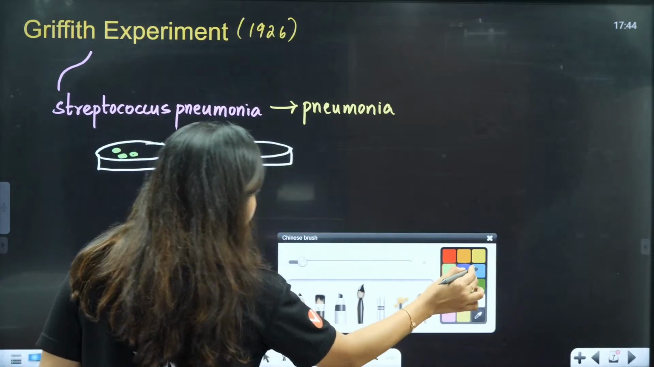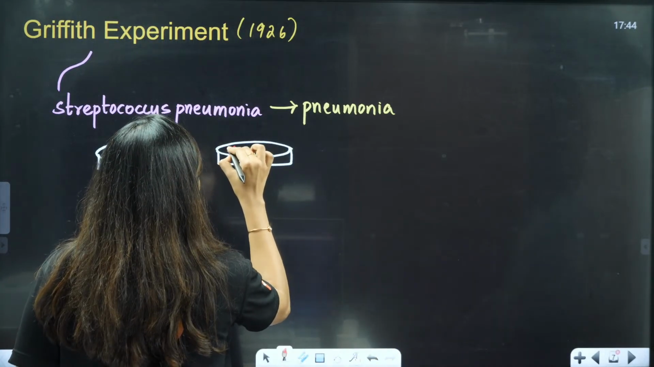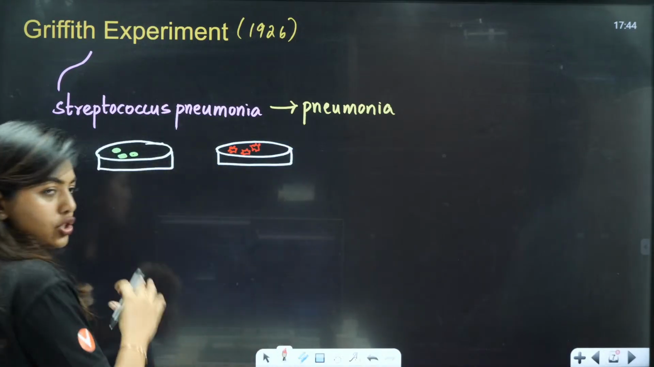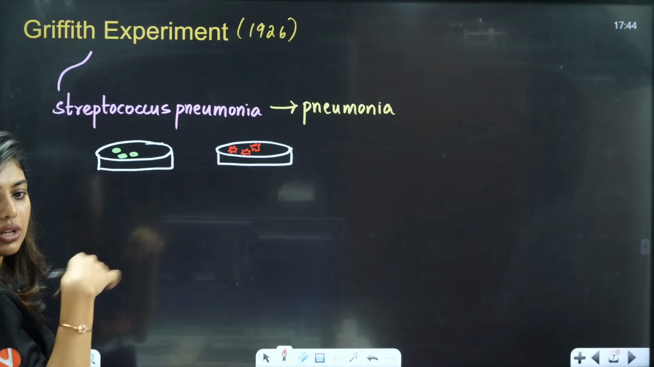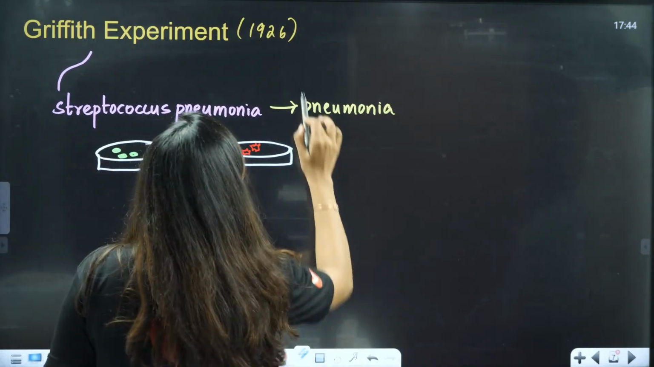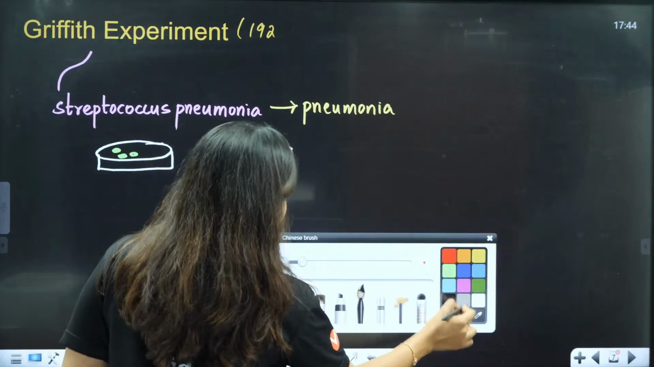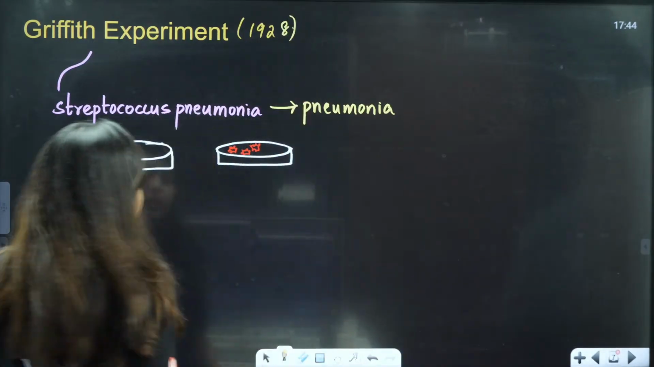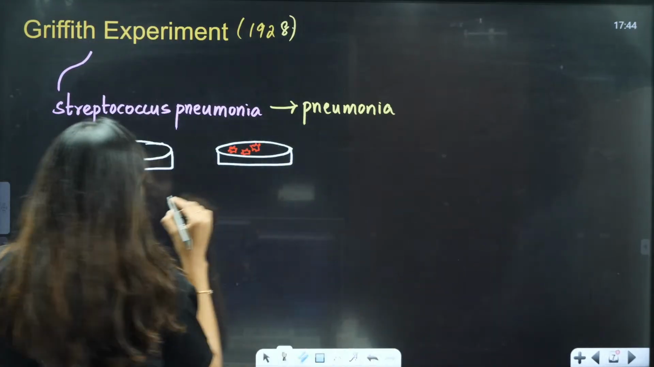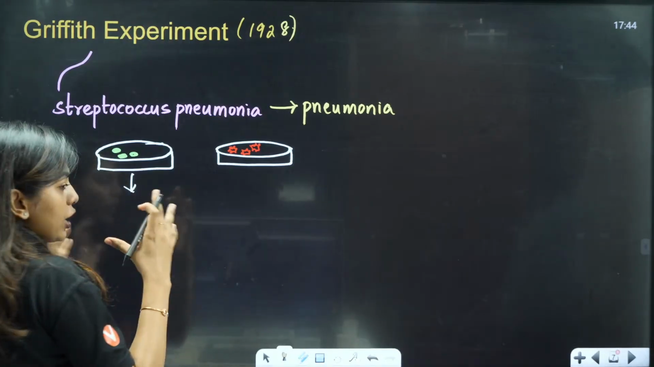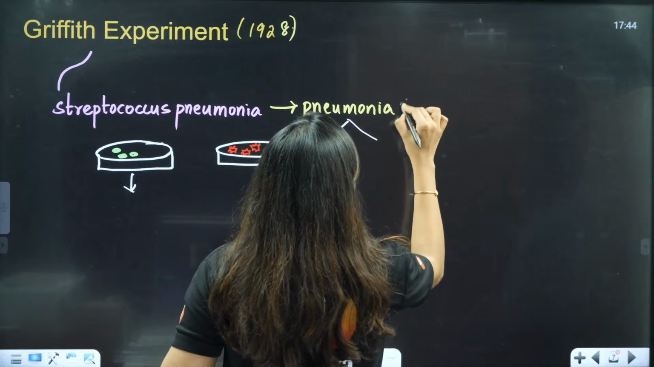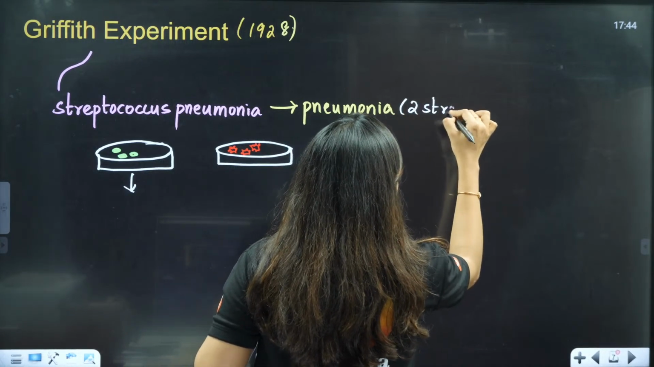One colony, and another colony. Two colonies, two strains. 1928, good job, good finding. So one colony was there, another colony was there. So these two colonies led to the formation of two different strains.